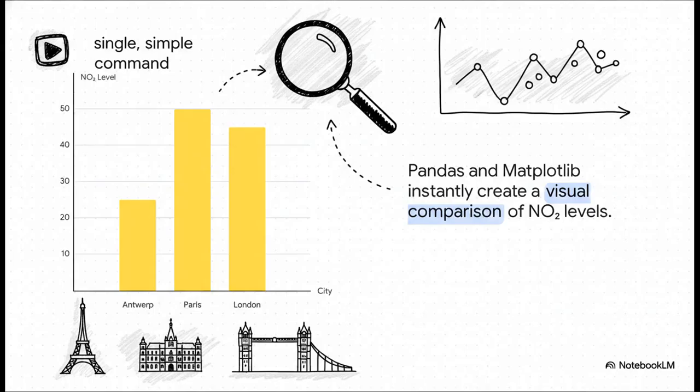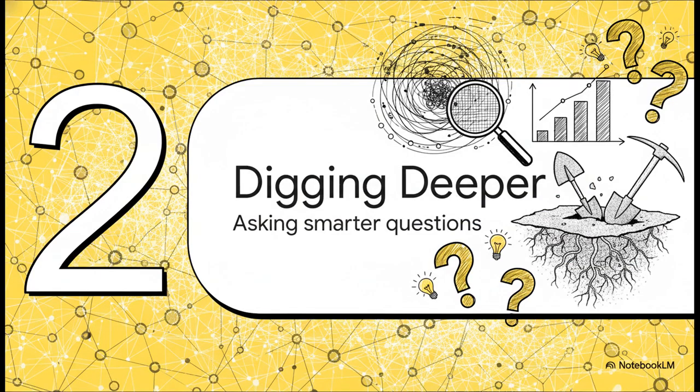And this is where the magic really starts. With just one simple command, Pandas, working with its default buddy matplotlib, can turn that table into this. Instantly, you can see a clear comparison of NO2 levels across cities. The story is already starting to take shape. But this first part, it's really just the beginning of the conversation. To really get what's going on, we need to go a level deeper. We need to start asking some smarter questions.